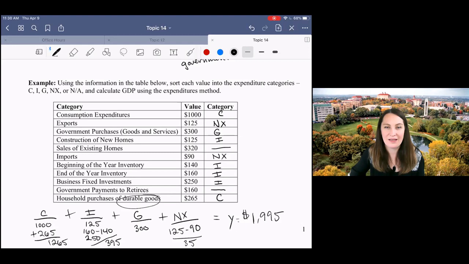All right, on the next page, we're going to go through an example calculating real and nominal GDP using a much different method. So I'll see you in the next video for that.